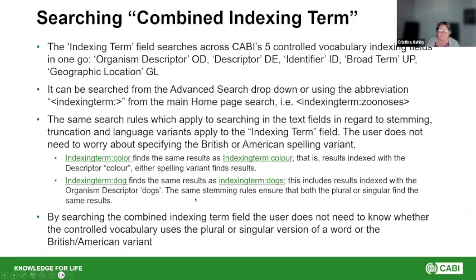So when you're searching the combined indexing term, the search works in the same way as all of the other text fields. So it's very forgiving. You can use stemming and truncation, etc. And no matter which variant you use, you'll always find the right results. So by searching the combined indexing term field, you don't need to know if the term uses the plural or the singular or the American or British variant. So you'll usually find results.